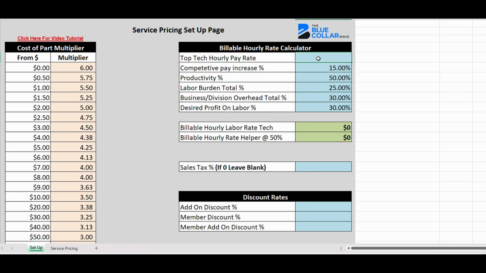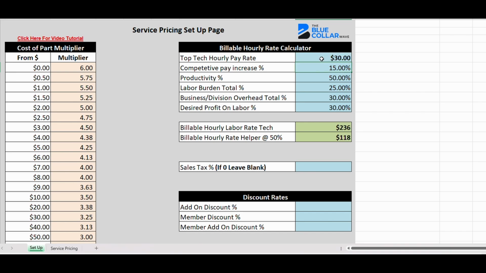So what we're going to do here on the setup page is put in your top technician's hourly rate of pay. And it doesn't even have to be your top technician's hourly rate of pay. It could be in your market. What does the top technician make on an hourly basis? Absolute top. If you know that, great. If you don't, then put in your top technician's hourly rate. We're going to say it's $30 per hour, okay?